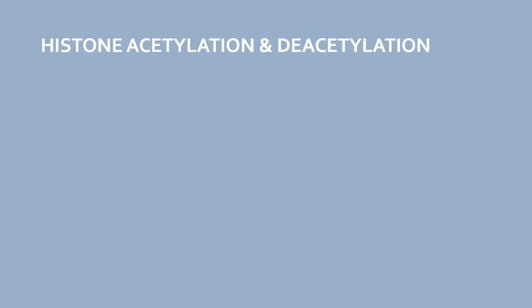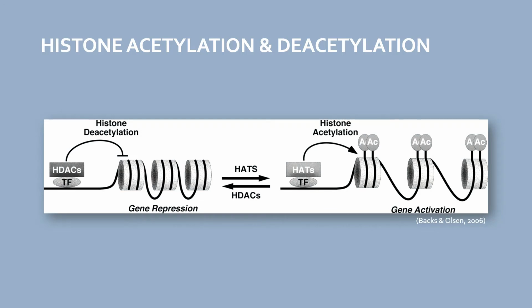One type of histone modification which is relevant to this paper is histone acetylation and deacetylation. This involves a chemical group called an acetyl group being added to histones by histone acetyltransferase enzymes, known as HATs, or being removed by histone deacetylase enzymes, known as HDACs. The addition of acetyl groups to histones is associated with the loosening of chromatin structure and therefore gene activation, whereas the removal is associated with the reverse, i.e., the tightening of chromatin structure and thus gene repression.